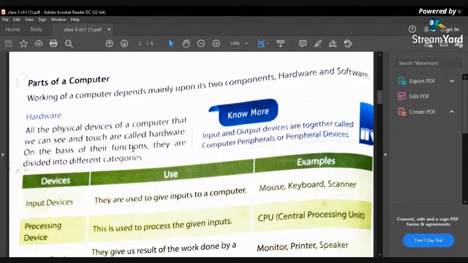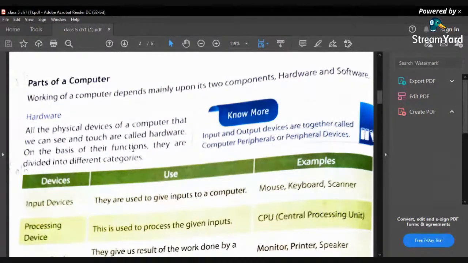The working of the computer depends mainly upon two components. These two components are hardware and software. Students, now we discuss what hardware is and what software is. Hardware is the things which you can feel and touch. These things are called hardware. Software is what we do not touch or feel. Software is a set of instructions. It's called software.